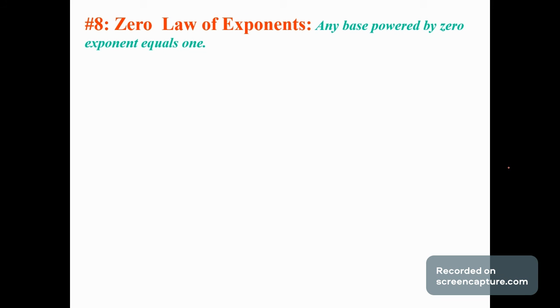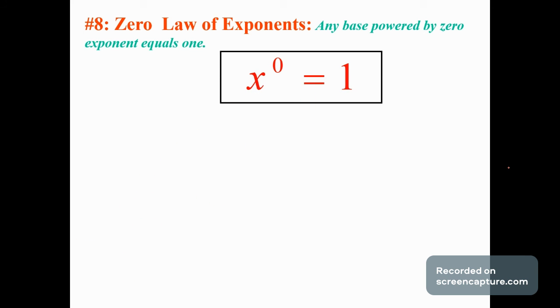Next, the zero law of exponents. Any base powered by a 0 exponent is equal to 1, except 0 itself. Any number, we can substitute it with x, except for 0 itself, because 0 to the power of 0 cannot be equal to 1. So you just need to remember that one.